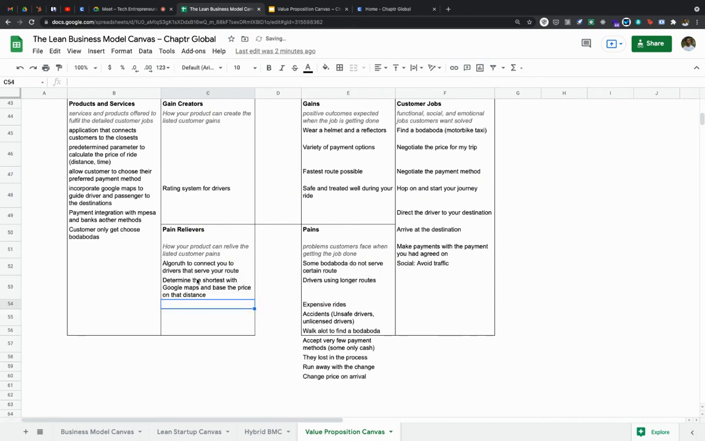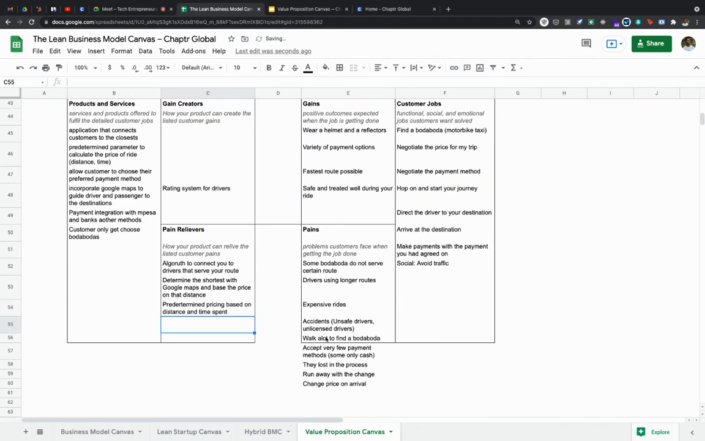Okay, let's go ahead now. Next one, expensive ride. How are we going to do this? I think this is already here. We have predetermined pricing parameters. So here we'll have predetermined pricing based on distance and time spent. So that's a good one.